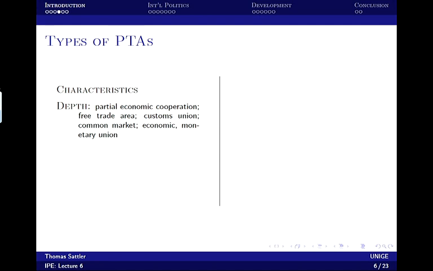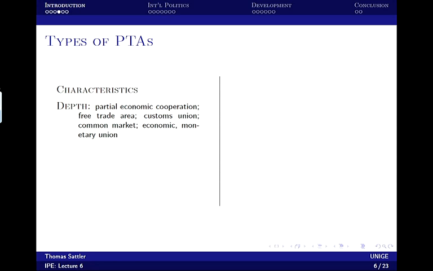Now, to understand why we see that, I think it's useful to first look at what kind of agreements we see. The preferential trade agreements differ massively by what we call depth of integration. The depth of integration means how much an agreement actually regulates about international trade and about domestic economic affairs. So we have different forms.